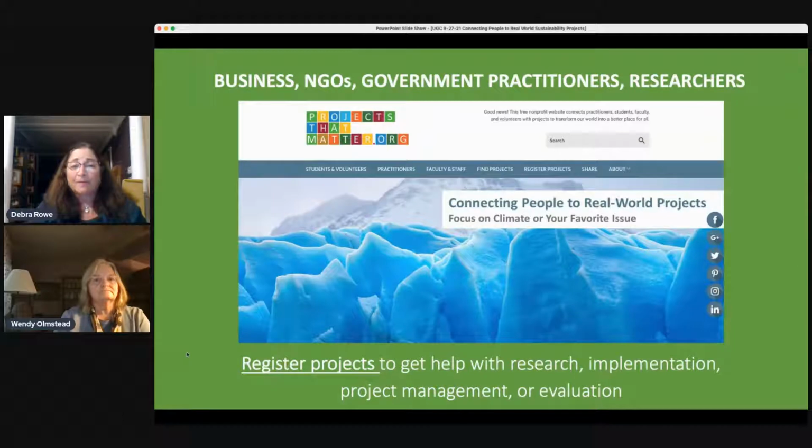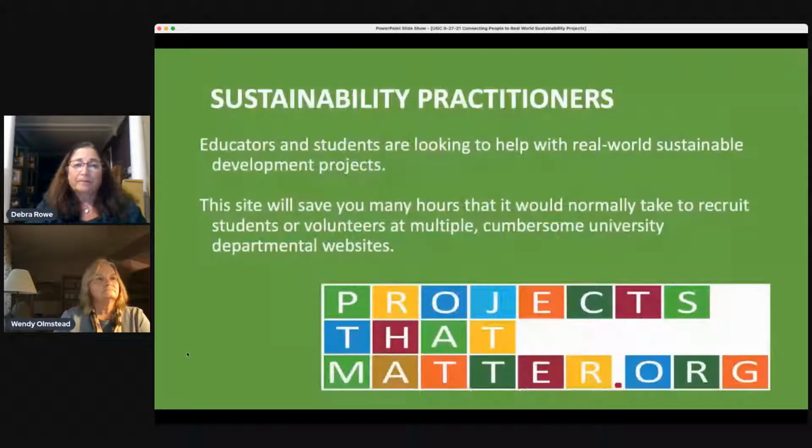to get help with research implementation, project management, or evaluation. Sustainability practitioners, educators and students are looking to help you with real-world sustainable development projects.